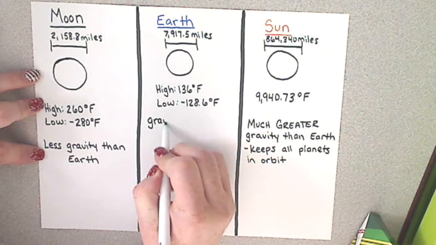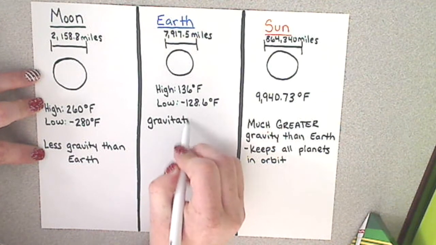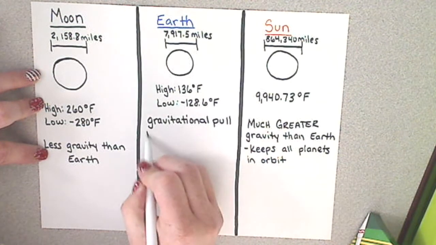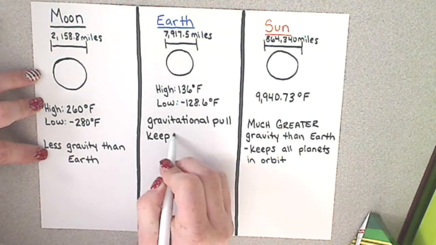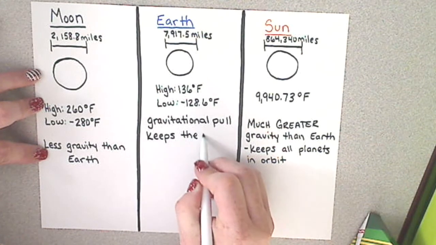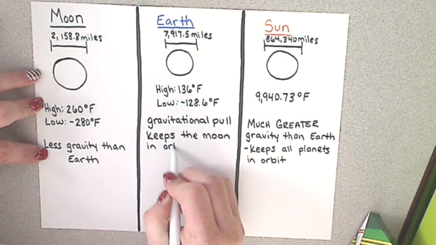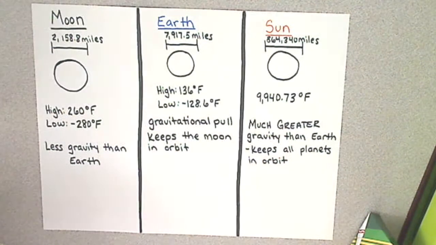So we'll say gravitational. All right, so there we go. We've got size differences, we've got temperature differences, we've got gravitational differences. So now we're going to talk about composition.